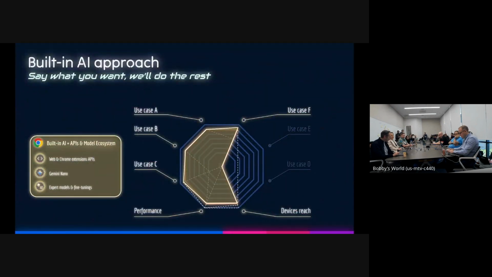Quick recap for those who missed the previous session. Built-in AI is the combination of AI APIs and a model ecosystem. In Chrome, we have Gemini Nano, as well as other expert models for different use cases, the Google Translate model, for instance. And then potentially some fine-tunings of the models for better quality on different use cases. So APIs are very high level, things like summarizer, translator, and prompt. And essentially, the whole point is to help us understand what you want so that we can make the best of what exists today and over time improve that, replacing models, changing fine-tunings, and so on.